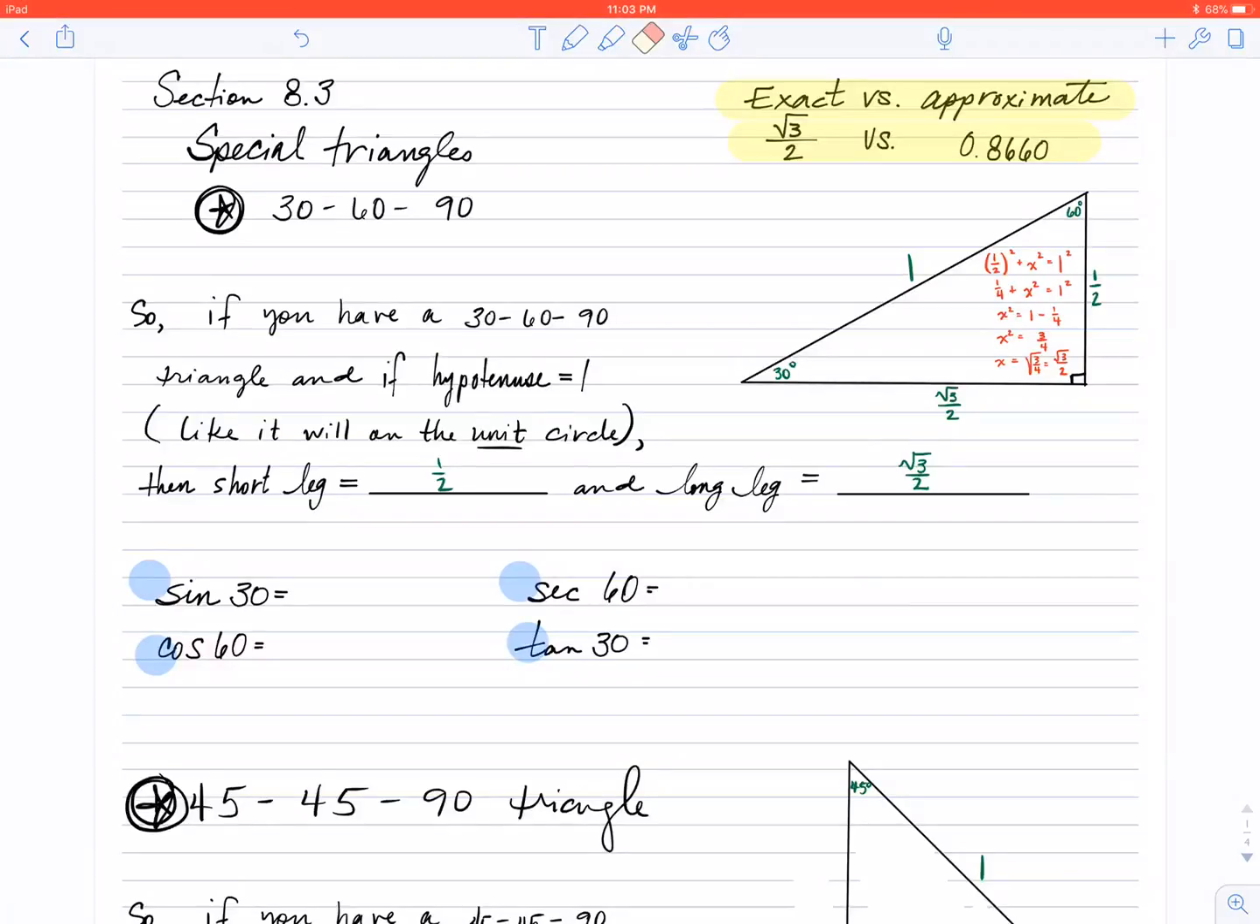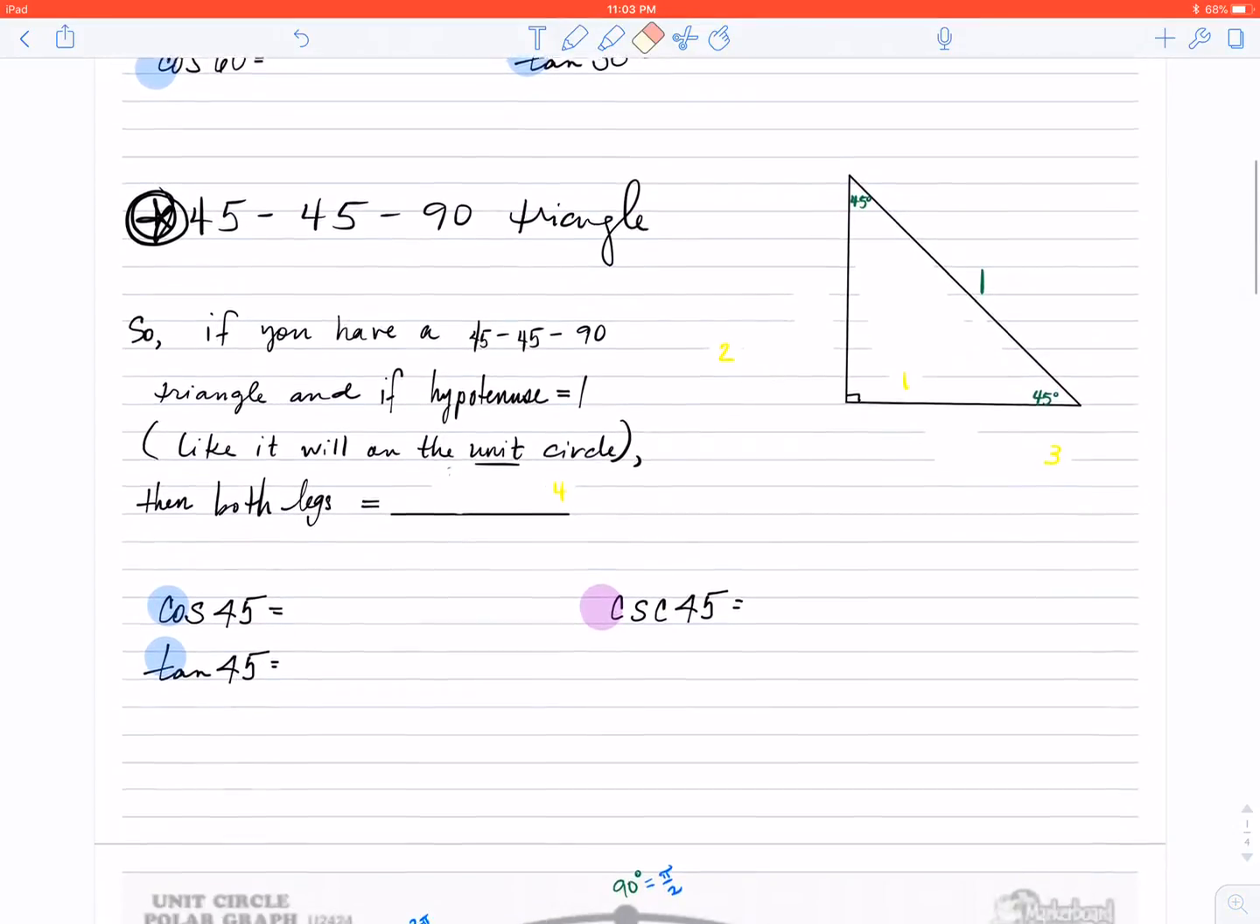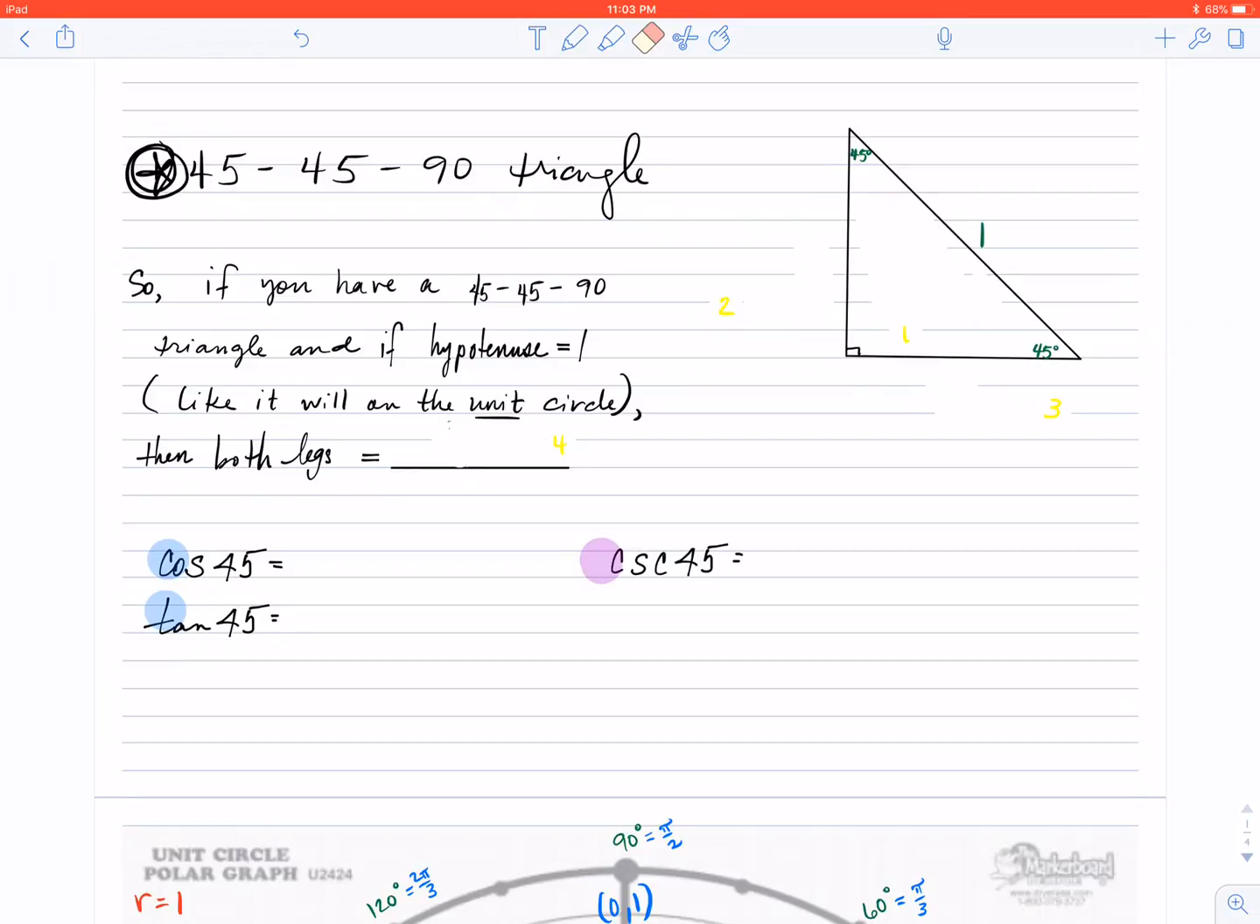Hey folks, so let's continue the discussion on getting the coordinates of the unit circle. This time I'd like to look at all of the 45 positions on my unit circle. In order to do this though, I need to talk about the 45, 45, 90 triangle.